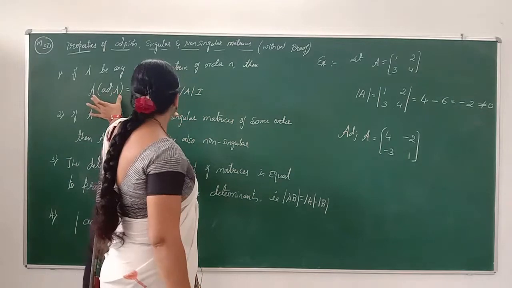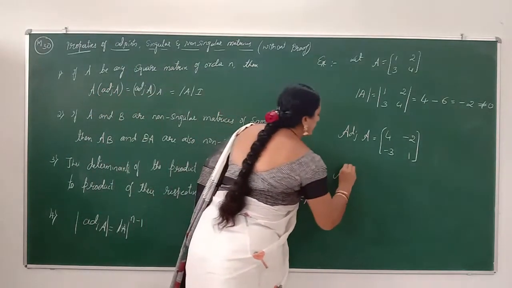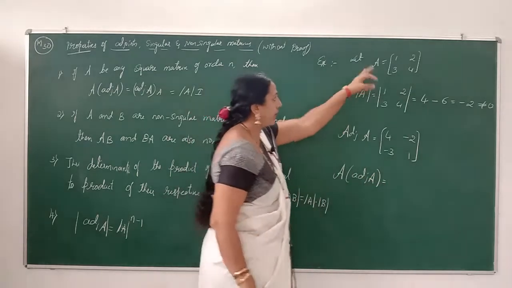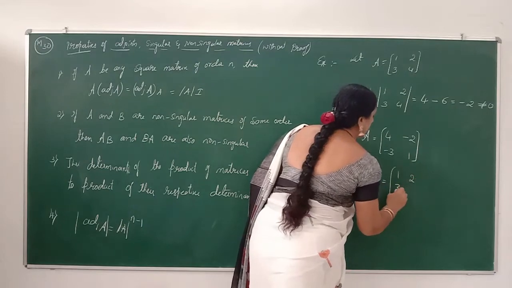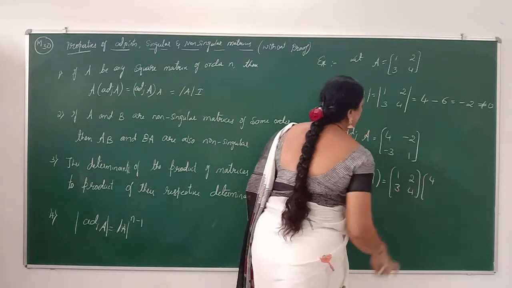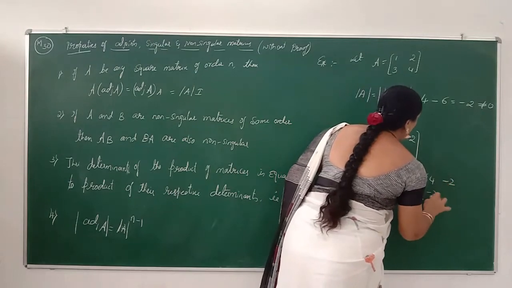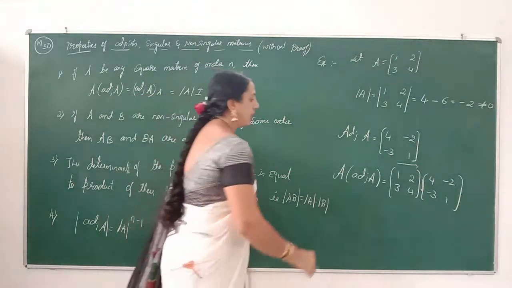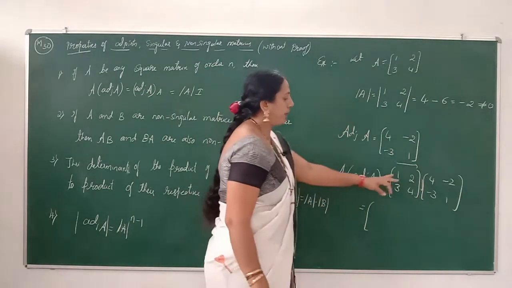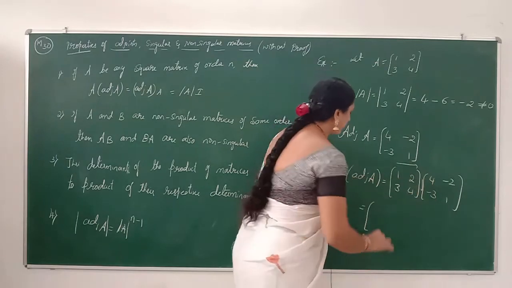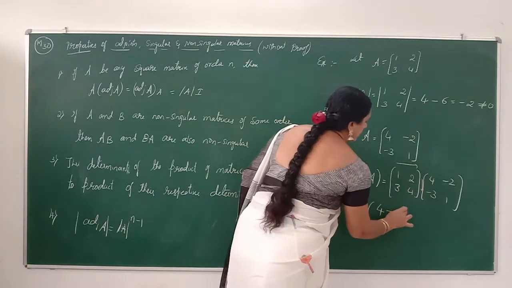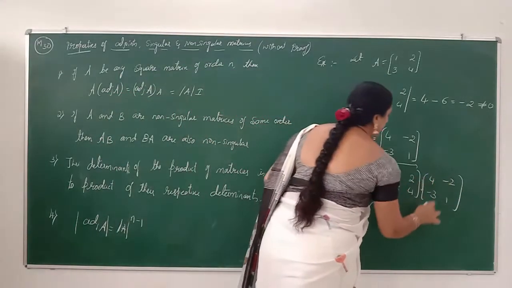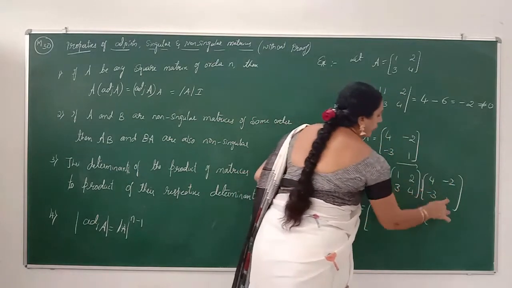After that we take the LHS of the given statement, A into adjoint of A, where A is 1, 2, 3, 4 into the adjoint, which is 4, minus 2, minus 3, 1. We multiply rows and columns with their corresponding elements. First row, first column: 1 into 4 is 4, 2 into minus 3 is minus 6. First row, second column: 1 into minus 2 is minus 2, plus 2 into 1 is 2.